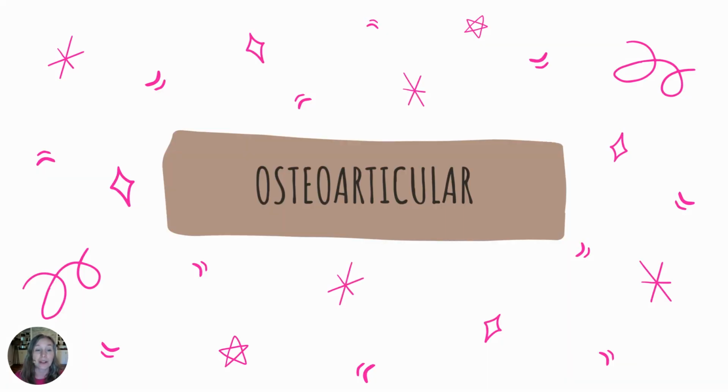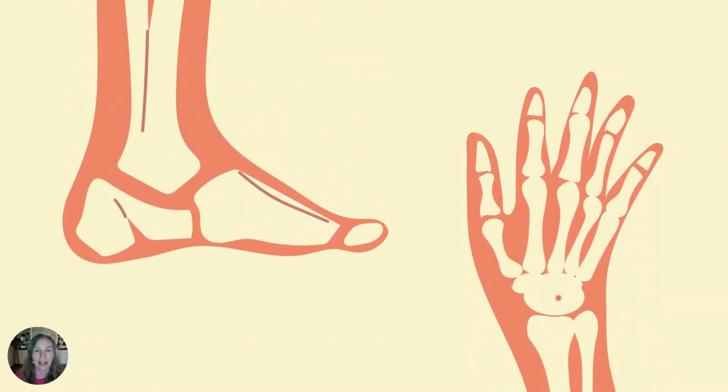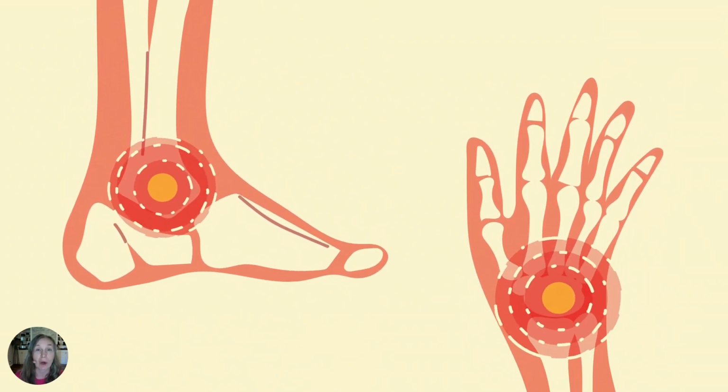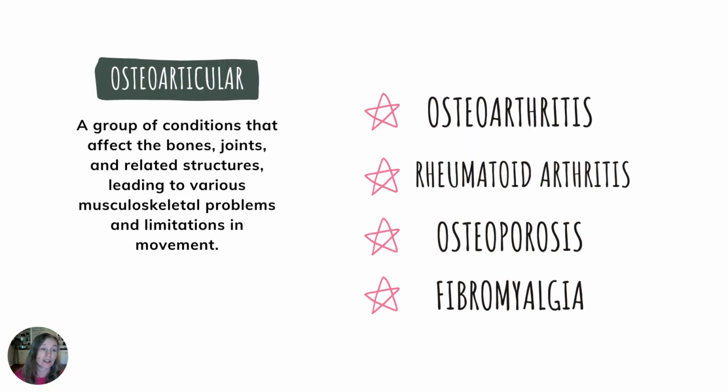Moving on now into the osteoarticular diseases. And so this would relate all to our bones and our joints, and it can be a whole host of different conditions because it's also related to the structures that are around our bones and joints. So that could also be related to your musculoskeletal system, that can limit your movement.